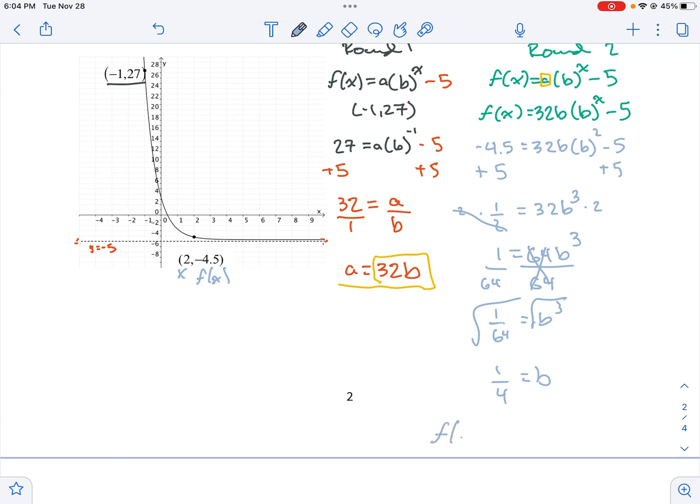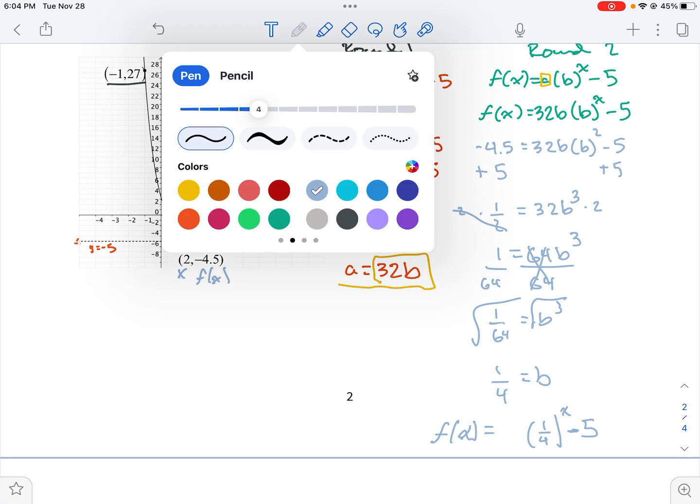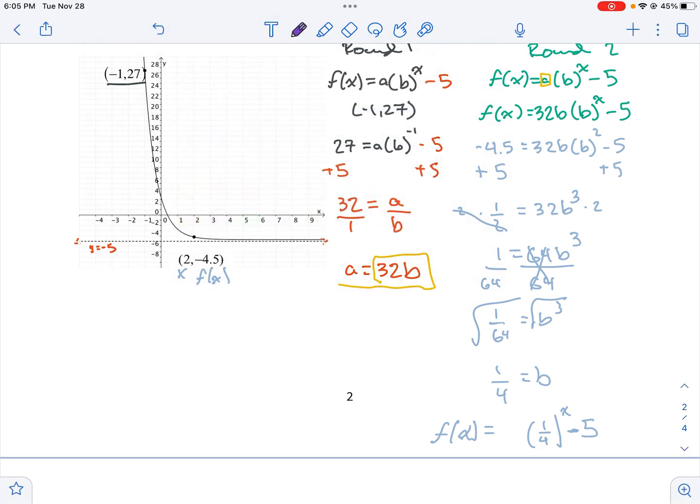They might think, hey, we're done, and we're awfully close. The only thing we're missing, put the horizontal asymptote there, is the a value. So you've come all this way, let's finish it. So, hey, if a is 32b, and we know b is 1/4, I can make another substitution right here and say that a is 32 times 1/4, and 1/4 of 32 is 8.